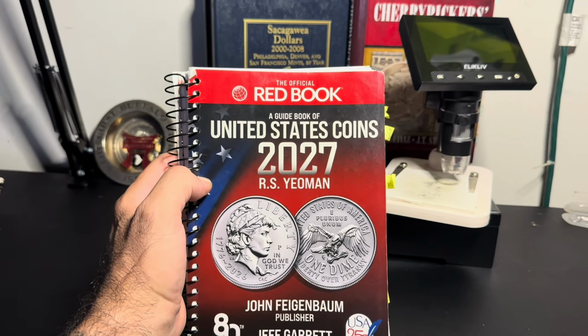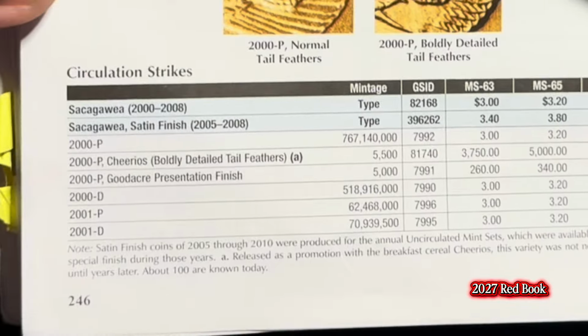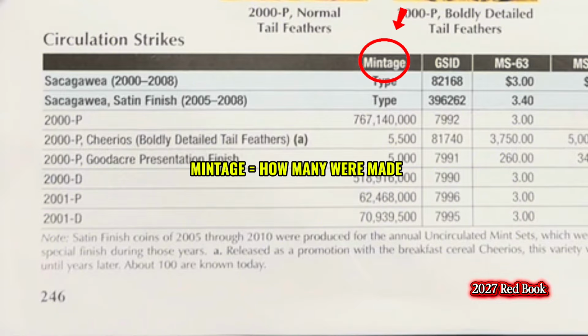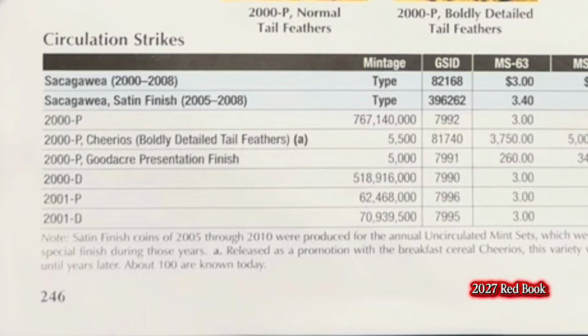Okay guys, the first one we got is a regular 2000P Sacagawea dollar. The red book lists 767,140,000 made. That number is called the mintage, and that simply means how many coins were made. So more than 767 million regular 2000P Sacagawea dollars were struck. That means most 2000P dollars we come across are going to be the normal version.